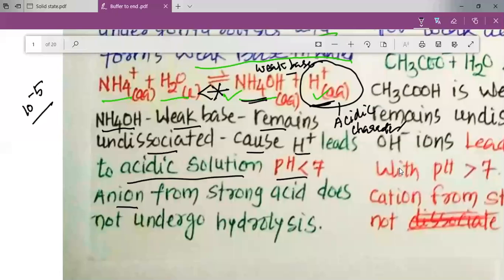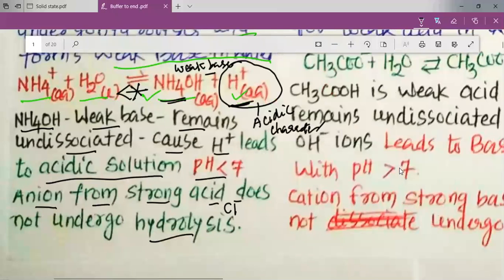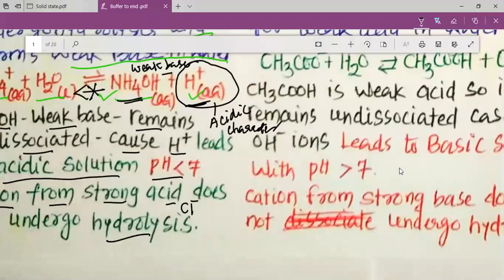And please remember that the anion from strong acid, which is the Cl minus, does not undergo hydrolysis. So this is how, my dear students, we understand the hydrolysis of the salt NH4Cl, which is an acidic salt. I hope, my dear students, it is understood. Is it understood well? Do you have any doubt?